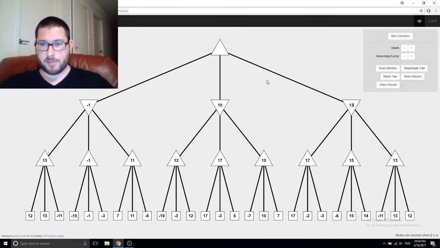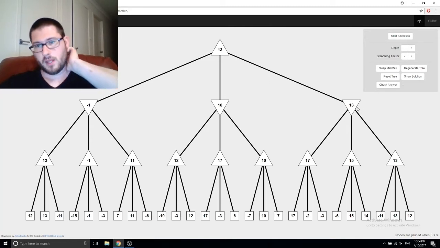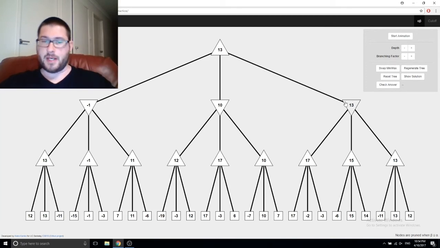And because this is a maximizing node, it's going to pick the maximum of its children, and the maximum is 13. And it will conclude that this is the best path to take. And that's the Minimax algorithm.